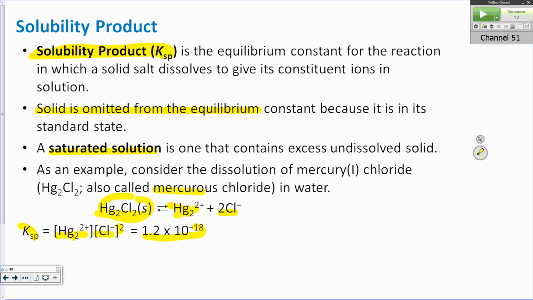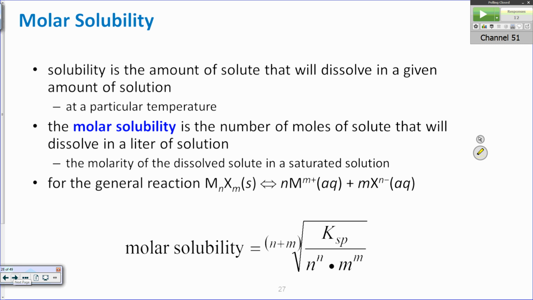So I can look at the magnitude of the KSP values, and I can learn something about the solubility in these systems. Now, frequently we relate this to molar solubility, and what molar solubility refers to is the number of moles of the original species that dissolves into solution.